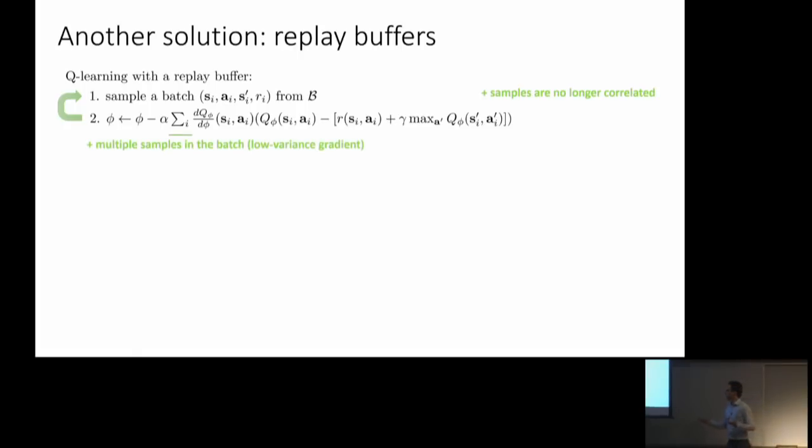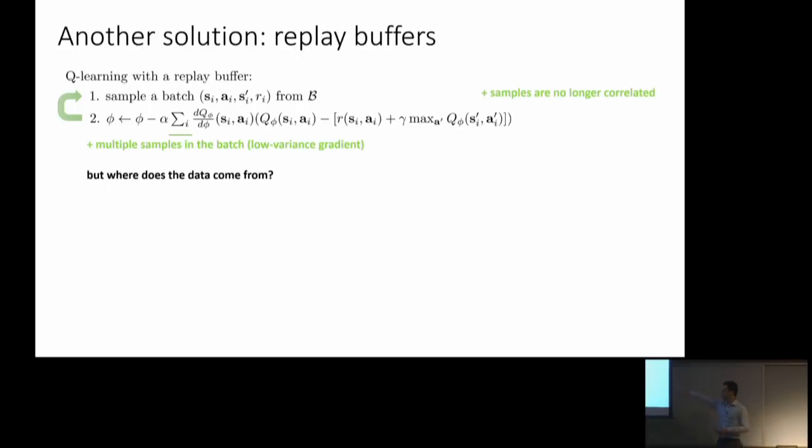And you can load batches of size greater than 1, which means that unlike in online Q-learning, where you had to take steps on exactly one sample at a time, here you can load up a batch of some size and take a step on the whole batch, which will also reduce the variance of your gradient. So that'll give you better gradients.